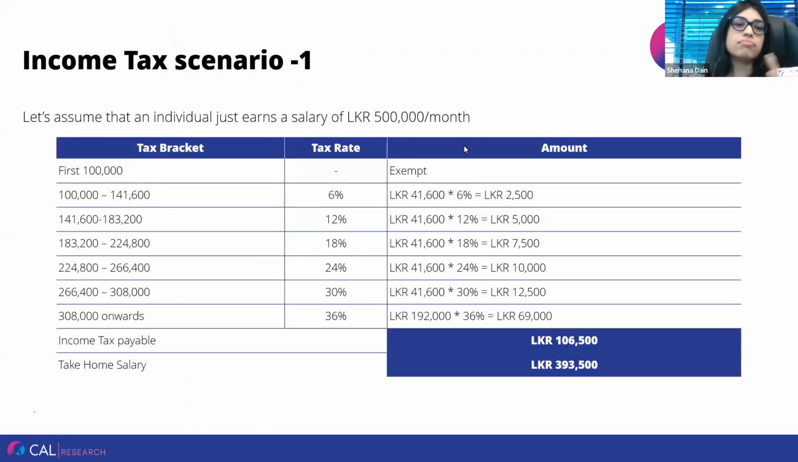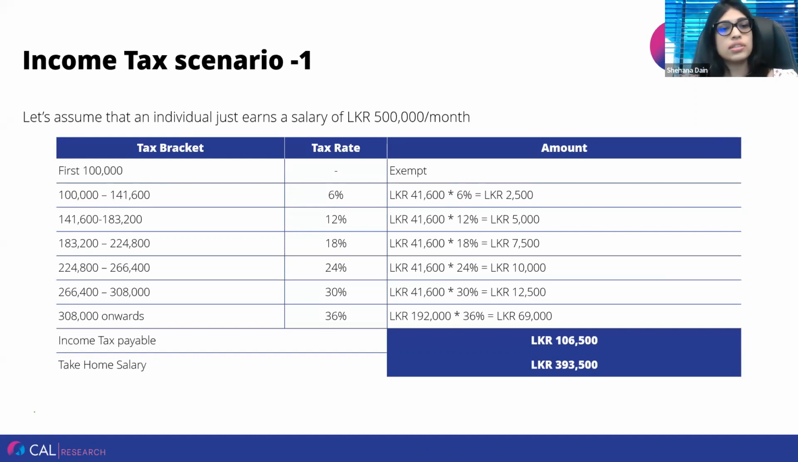If we look at an example, we've taken three scenarios to show you how this will impact your monthly salaried income or any other investment income. The first example is an individual who's earning a salary of 500,000 a month. If you look at his entire salary, the first 100,000 will be completely exempt from taxes, and from 100,000 to 141,600, he'll be liable for a 6% tax component, which will amount to 2,500 rupees.